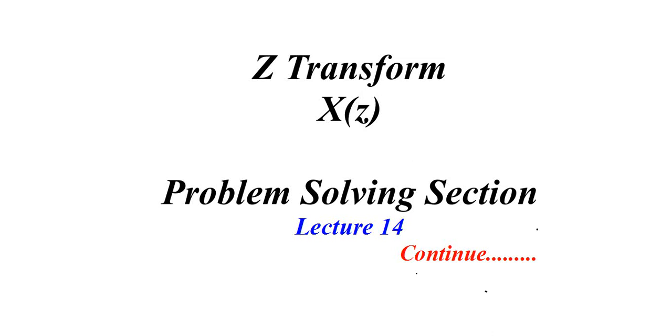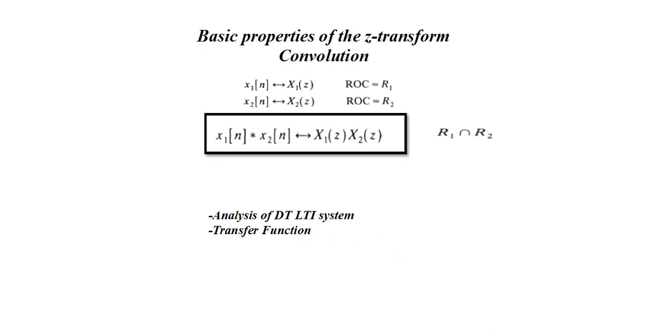In this lecture, we will mainly focus on the property of Z transform, which is known as the convolution property. It is a very important property. You need to give some importance to this particular property because the analysis of a discrete time LTI system is mainly based on this Z transform. Also, to find the transfer function, we use the convolution property of Z transform.